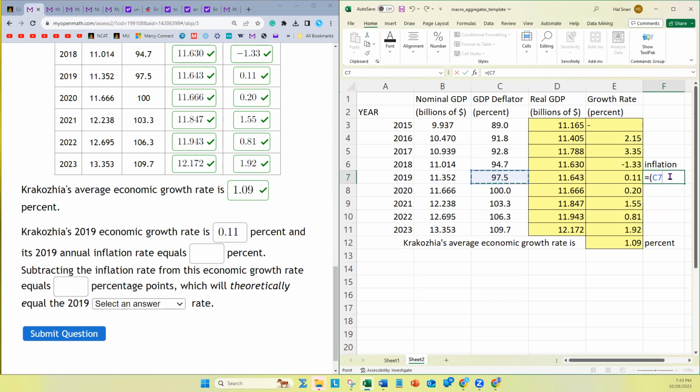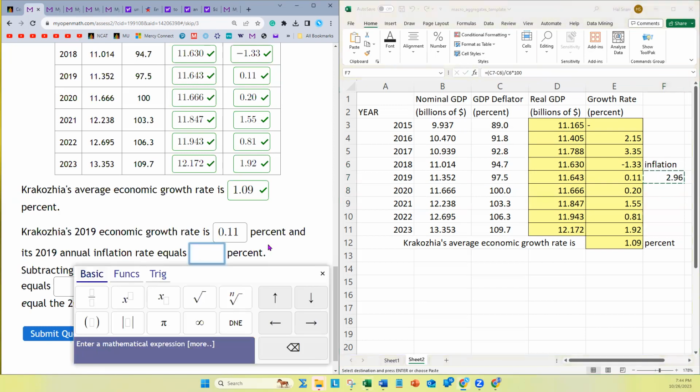Well, in my case, it's 97.5. I'm going to subtract that from what it was the year before. I'm going to divide that by what it was the year before, right? So what it is minus what it was divided by what it was. I got to convert it to percent, so I'm going to multiply by 100. Okay? My inflation rate is 2.96%, right? My inflation is 2.96%.